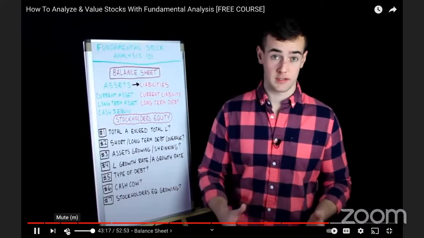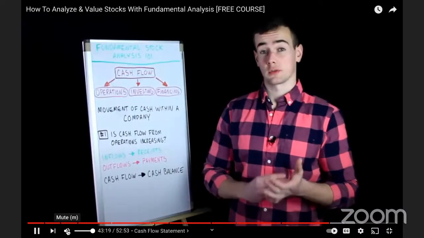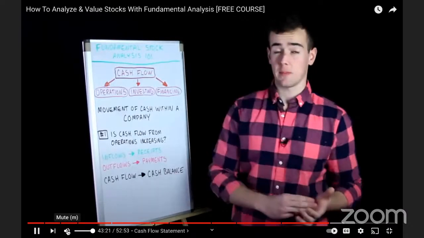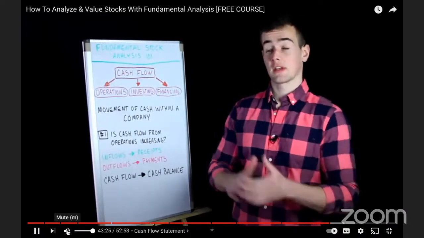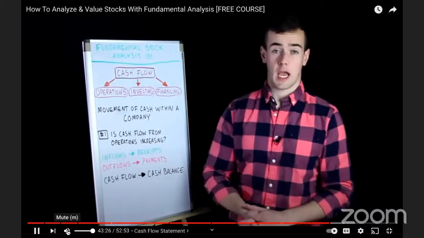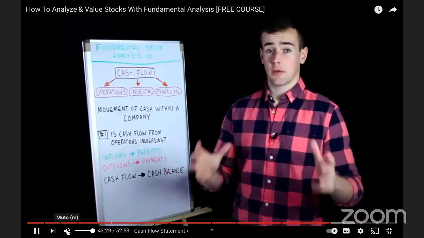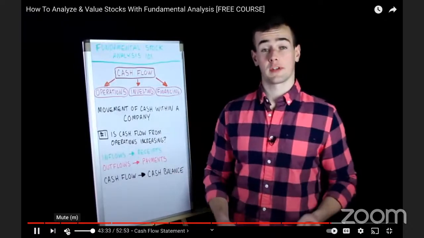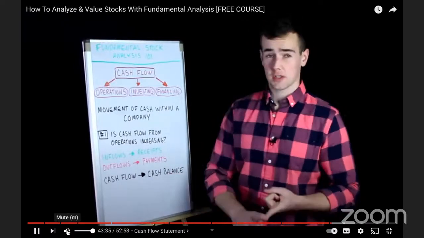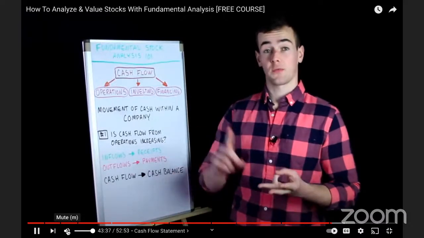I'm going to wrap up and talk about the final key financial document, which is the cash flow statement. In the last 2 videos, we talked about the balance sheet and the income statement, and now we're going to talk about the cash flow statement. The cash flow statement very simply shows you the movement of cash within a company through 3 different avenues, and those are through operations, through investing, and through financing.